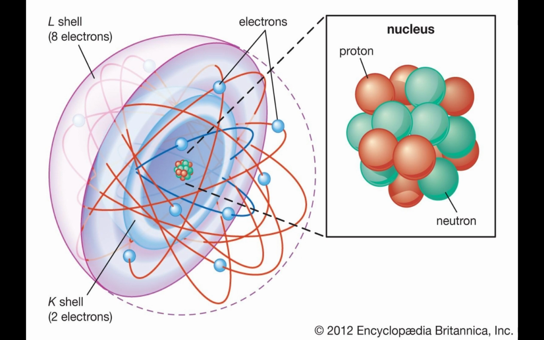So in order to keep these positively charged protons tightly packed together, we have neutrons, which are neutral. It's in the name that they have no charge. They just hold the positively charged protons together. Like, let's be civil here, let's not fight. That's what neutrons do. And then you have electron, which is negatively charged, and it revolves around the nucleus.